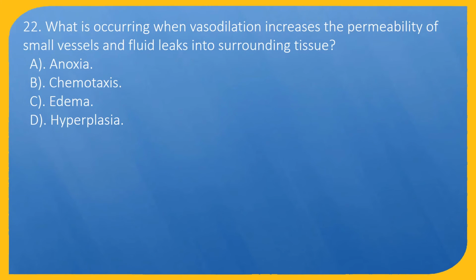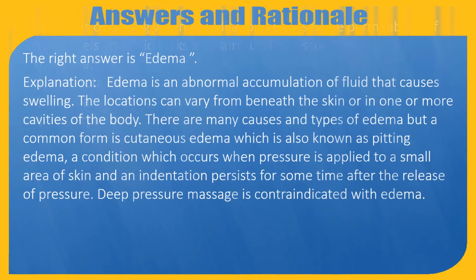Question 22. What is occurring when vasodilation increases the permeability of small vessels and fluid leaks into surrounding tissue? A. Anoxia. B. Chemotaxis. C. Edema. D. Hyperplasia. The right answer is edema. Explanation: edema is an abnormal accumulation of fluid that causes swelling. The locations can vary from beneath the skin or in one or more cavities of the body.